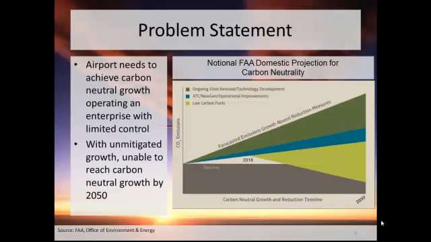The problem we face is the airport manager needs to achieve carbon-neutral growth while operating a business with limited control. The notional graph by the FAA shows the baseline level of emissions and projections to 2050. With unmitigated growth, carbon-neutral growth is unattainable.